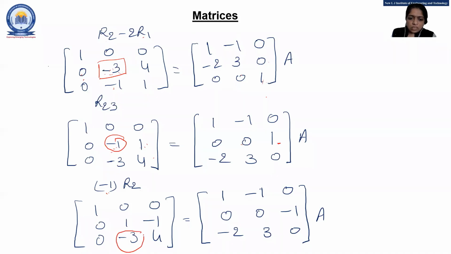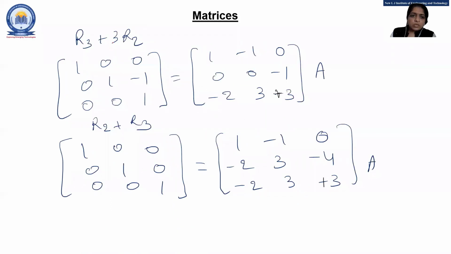Next move, I want to convert this minus 3 into 0. So I'm doing R3 plus 3R2. By doing this, this is my 0. The last one is already 1, and I want to convert this minus 1 into 0. That's why I'm doing R2 plus R3. So this is my identity matrix. And for the identity matrix, whatever matrix I get on the right hand side, this is my inverse. See, if 5 into 1 by 5, then 5 and 1 by 5 are inverses of each other. 5 is the inverse of 1 by 5, and 1 by 5 is the inverse of 5.